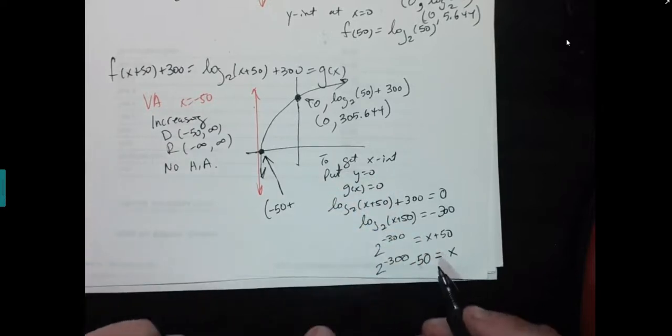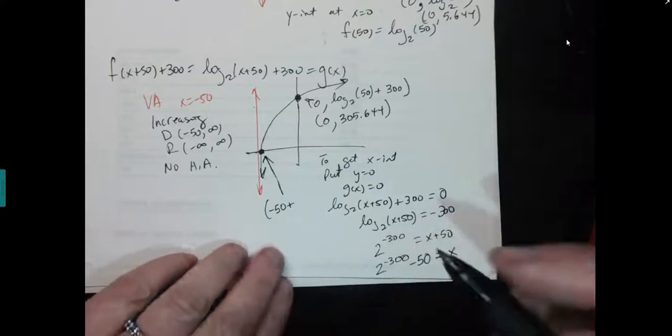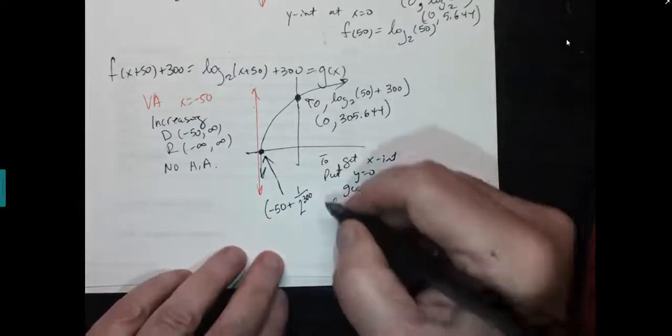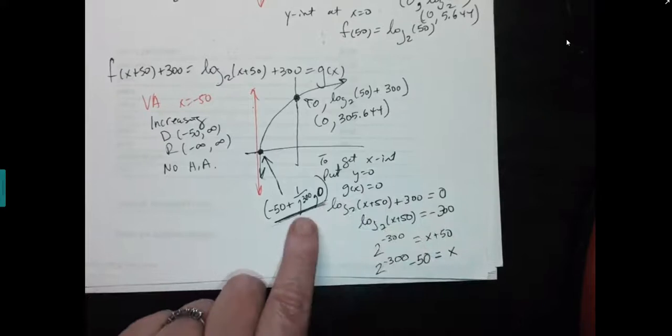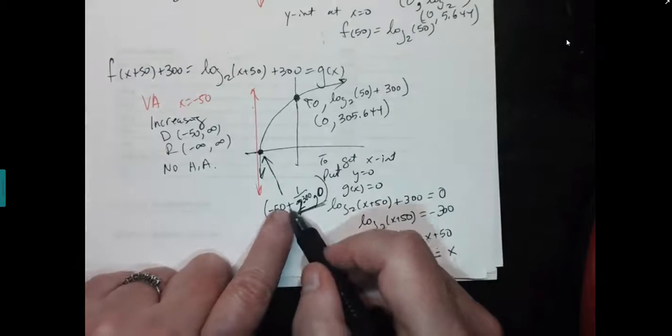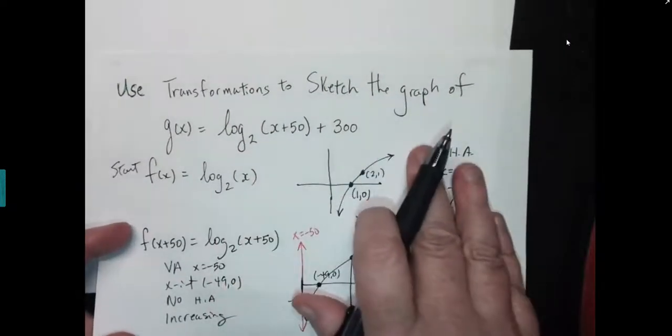2 to the negative 300, that's going to be a decimal with lots and lots of zeros. That's the same as 1 over 2 to the 300th. Okay, but if you try and approximate that to, say, 3 decimal places, you're going to get negative 50, which is an error. So I'm just giving the exact answer, which is negative 50 plus a tiny, tiny bit. Okay, so that's what we have for that one.